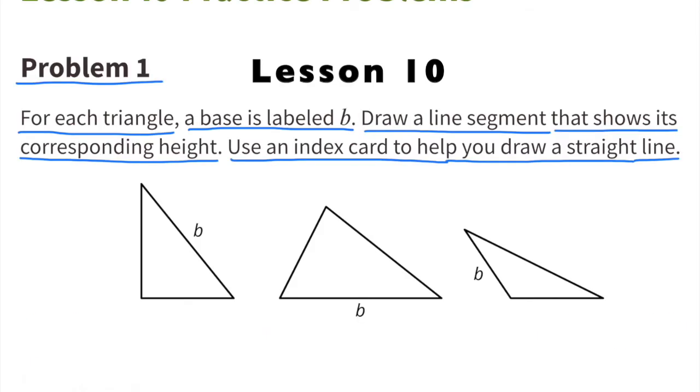Unit 1, Lesson 10, Bases and Heights of Triangles. Number 1. For each triangle, a base is labeled B. Draw a line segment that shows its corresponding height. Use an index card to help you draw a straight line.